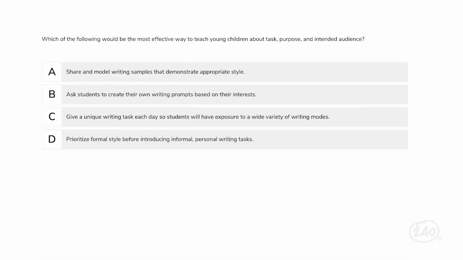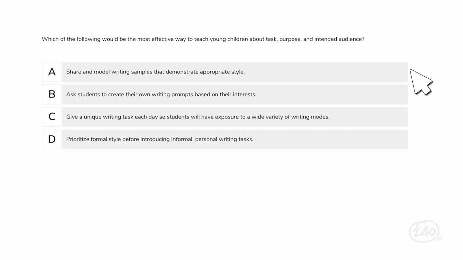Let's look at a question from the 8th competency, written communication. Which of the following would be the most effective way to teach young children about task, purpose, and intended audience? Share and model writing samples that demonstrate appropriate style. Ask students to create their own writing prompts based on their interests. Give a unique writing task each day so students will have exposure to a wide variety of writing models. Prioritize formal style before introducing informal, personal writing tasks.